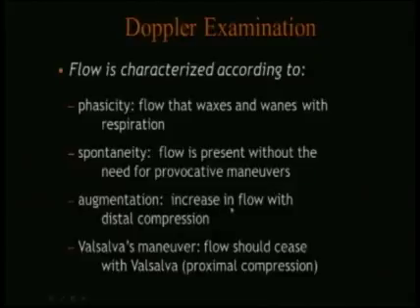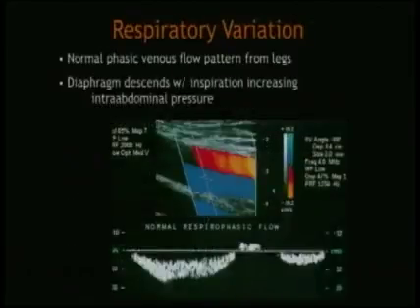And then we always have the patient Valsalva, and again with the Valsalva maneuver, the flow should cease, and again with normal breathing, the flow should resume. In lieu of doing a Valsalva, if your patient cannot perform the Valsalva maneuver, you can always do a proximal manual compression at the level of the belly, and then observe what's happening at the level of the common femoral vein.